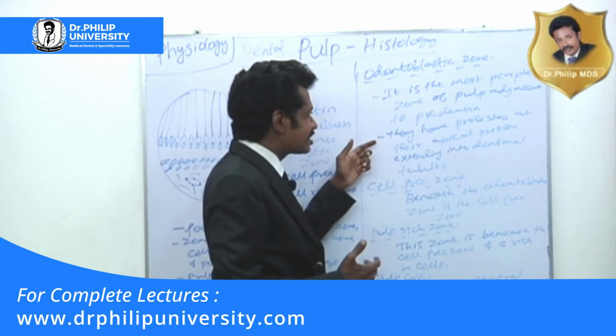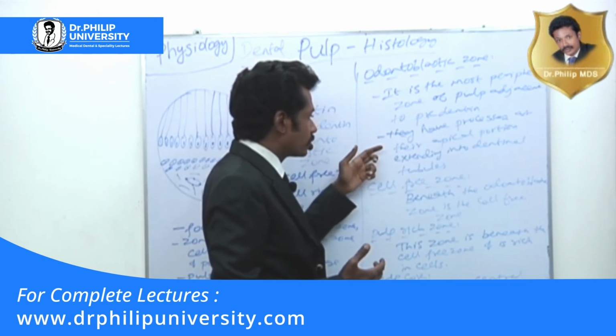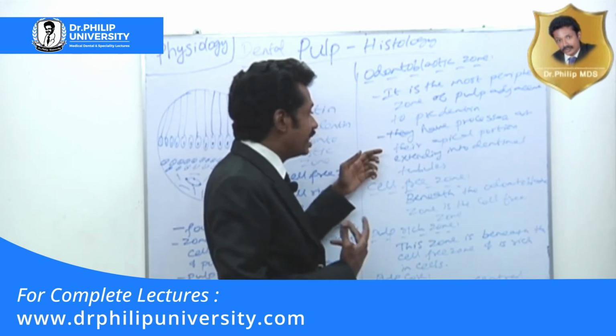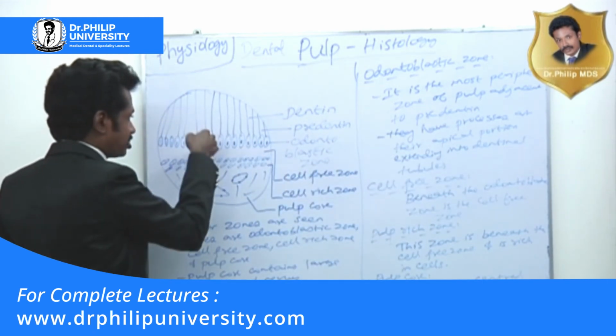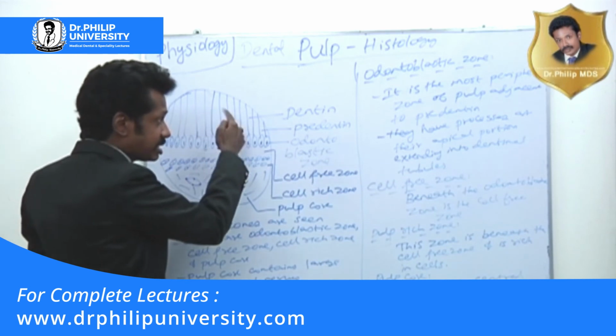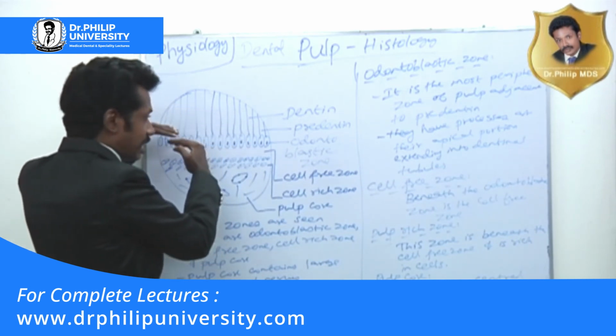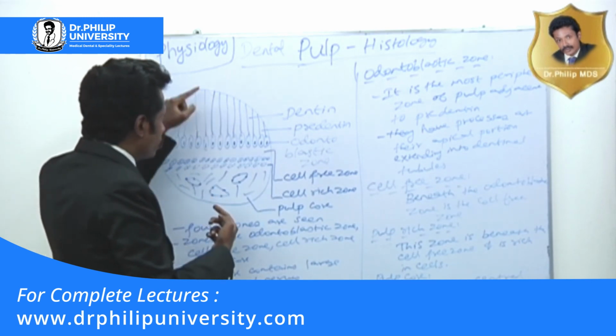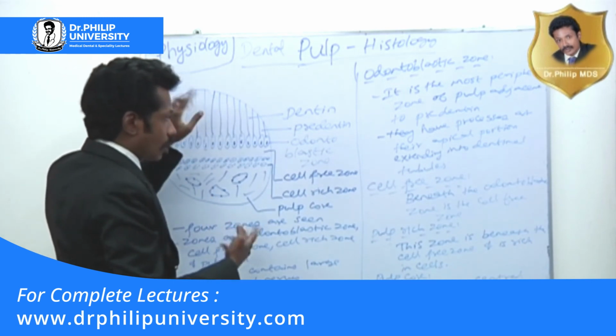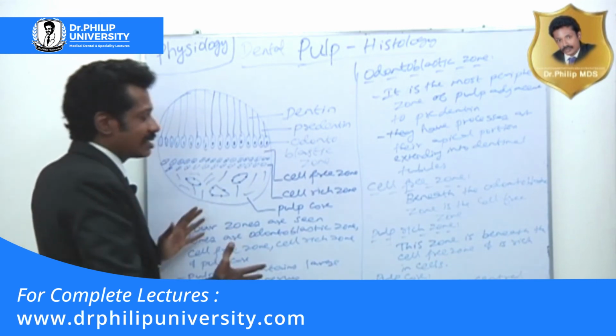They have processes at their apical portion extending into the dentinal tubules. Did you see? They have these stick-like processes at their apical portion, extending into the dentinal tubules. This is the dentinal tubules, and this is the dentin. So this is about the odontoblastic zone.